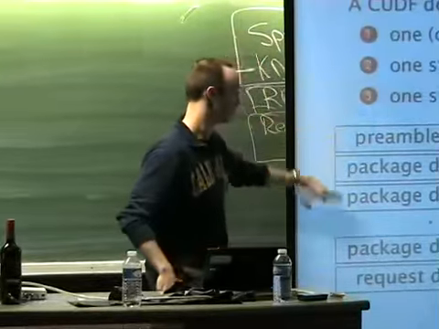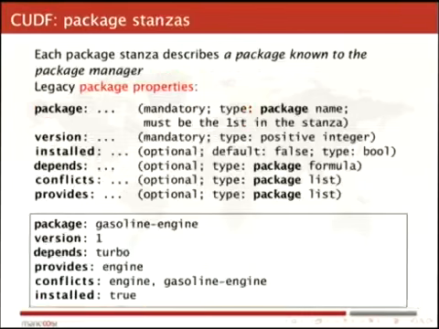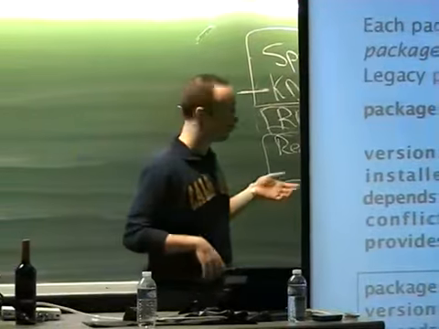Okay, so this is the usual structure, and here you just see what starts each stanza. So you have a preamble which starts with preamble, package with package, and the final request with request. So package stanzas, which is of course the most interesting stanza we need to know something more about, usually contain these properties. Not all of them are mandatory.